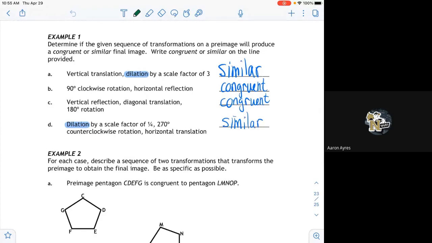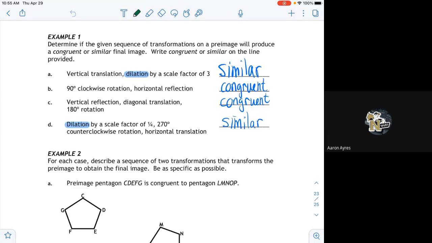Okay? So it doesn't matter how many different items are in our list. The key word you're looking for is dilation. If any single one of those is a dilation, then it automatically no longer becomes congruent and it becomes similar.